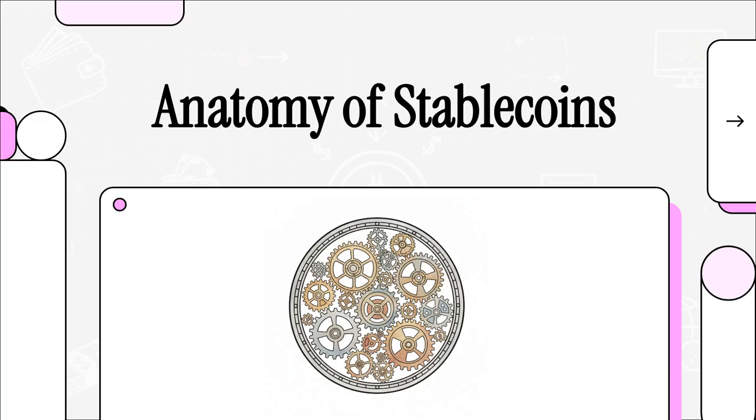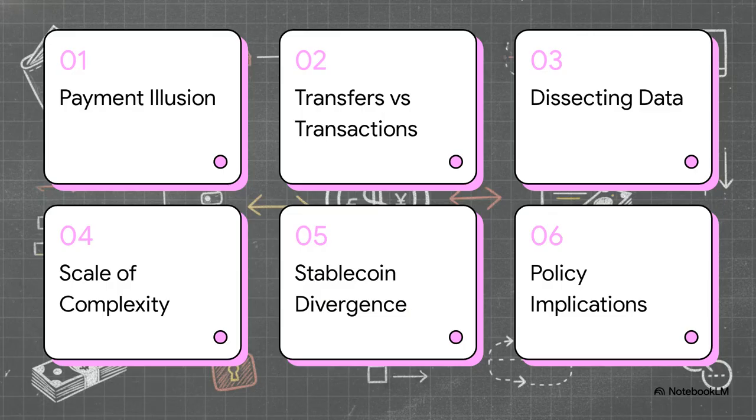Okay, we are going to reconstruct this paper step by step and figure out how the world is actually using programmable money. Here's our syllabus for today. We'll start with the payment illusion, define transfers versus transactions, and then dissect the on-chain data. From there, we'll look at the sheer scale of complexity, see how different stablecoins completely diverge, and wrap up with the big policy implications. Let's get into it.